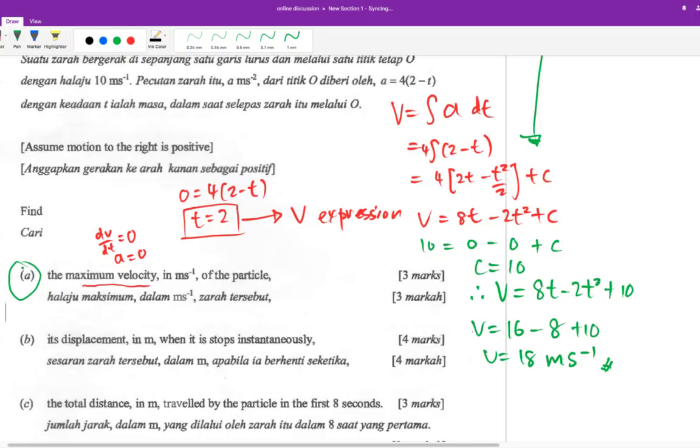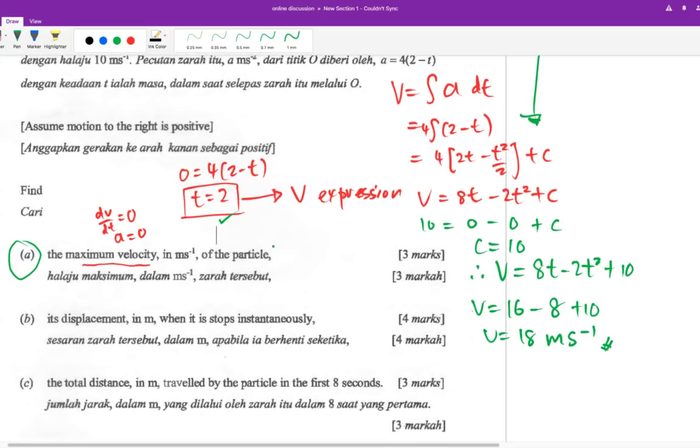Yes, so first you have to understand the meaning of maximum velocity. Maximum velocity means dv/dt, and you need to know dv/dt means a, so you make a equal to 0 and solve to find the t value. You don't stop here, because the question doesn't ask you to find time. The question asks you to find the velocity.